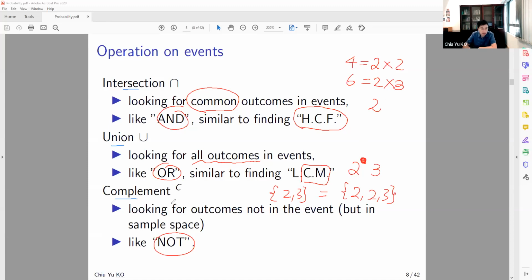And complement means not, but within the sample space. So if you have a sample space of 1, 2, 3, and A is 1 and 2, then A's complement will be just 3. This is what is in S but not in A, which is called A complement.